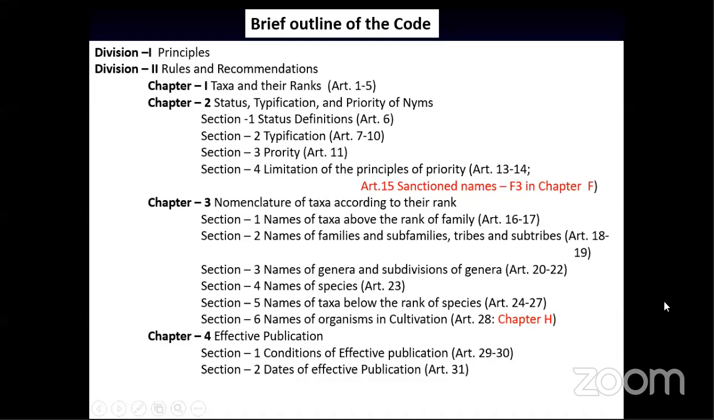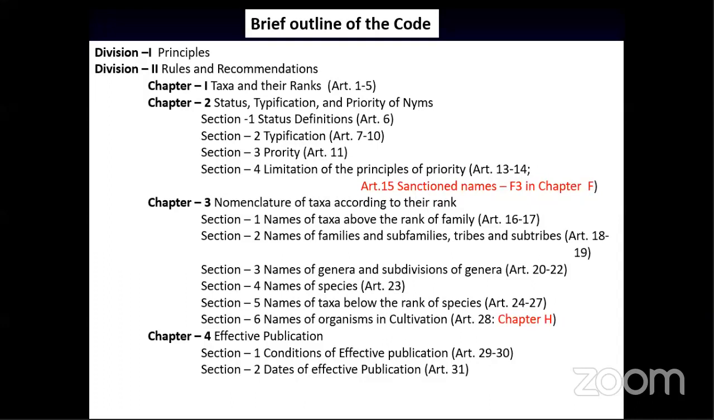And section three, names of genera and subdivision of genera. Section four, names of species. So you can see every article should be defined to show how to frame the name for a particular rank of taxa.